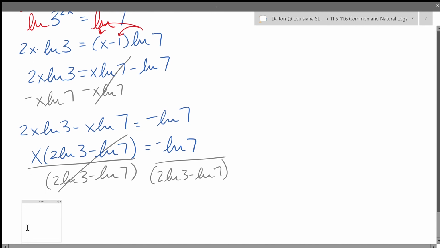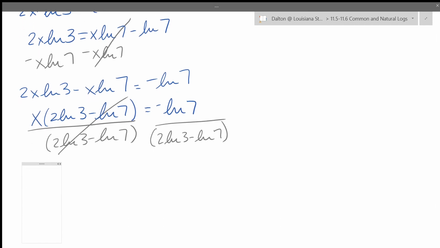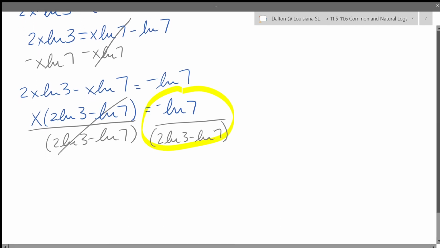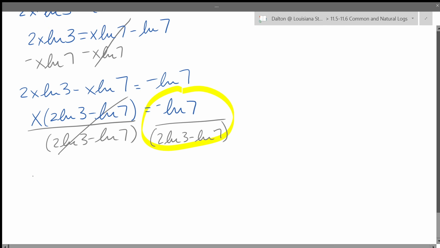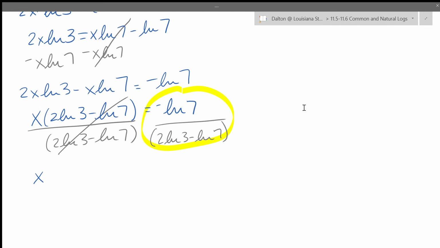So when you divide this, again, be very, very careful. This yellow expression is what you need to be typing in your calculator. Be extremely careful, and I'm going to give you guys a second to type this in to make sure that you're entering this stuff in correctly, using parentheses for that expression that's on the bottom. Also, don't forget about that negative symbol. Negative natural log of 7 divided by all of 2 natural log of 3 minus the natural log of 7.